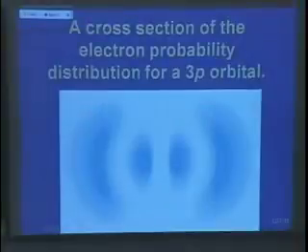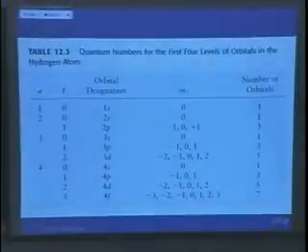Now this would be a 3p orbital. 3p. How many nodes do we have? 2 nodes. And what are these nodes? Yeah, angular nodes. Exactly. Right. So now here it is. That's the number of orbitals. The orbitals, these are, what is n? N stands for what?